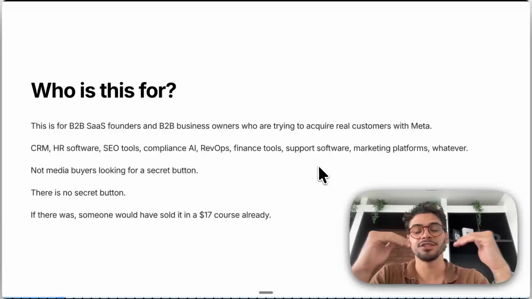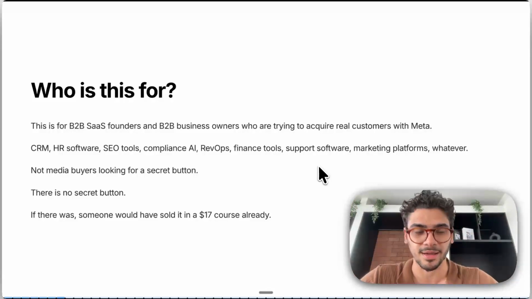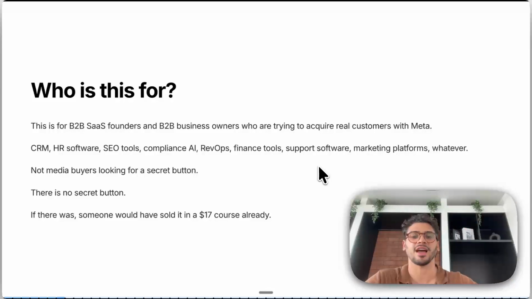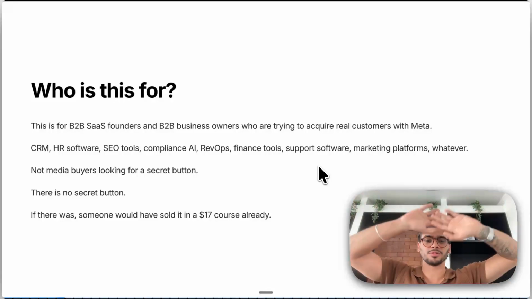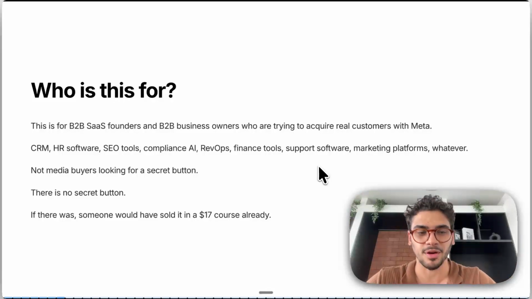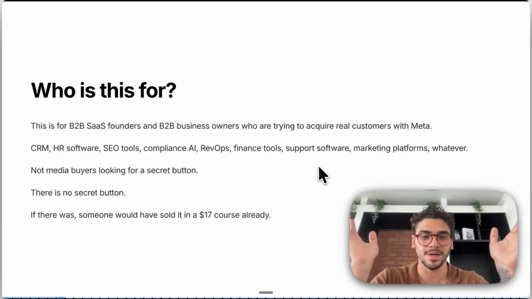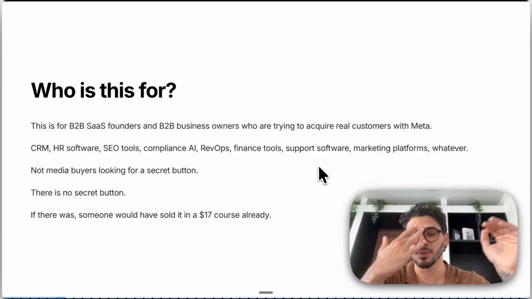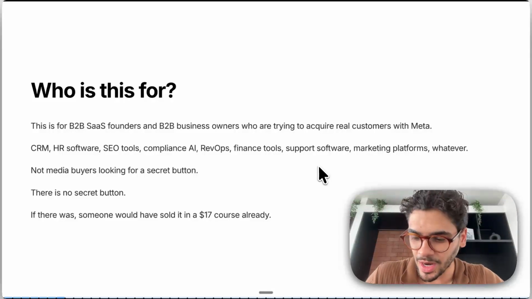Who is this for? This is for B2B SaaS founders and B2B business owners who are trying to acquire real customers with Meta. CRM, HR software, SEO tools, compliance AI, RevOps, financial tools, support software, marketing platforms, whatever, any software platform that's B2B. Not media buyers here looking for a secret button. It won't work. There is no secret button. If there was, someone would already have sold it in a 17 course already.